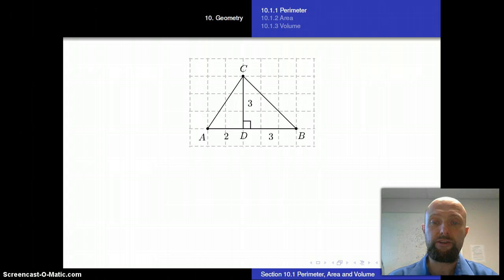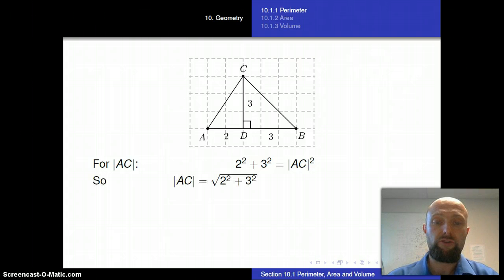So here's that picture. We use the Pythagorean theorem in triangle ACD to find AC. We get 2 squared plus 3 squared is AC squared. So AC is the square root of 2 squared plus 3 squared, which is the square root of 4 plus 9, which is the square root of 13.